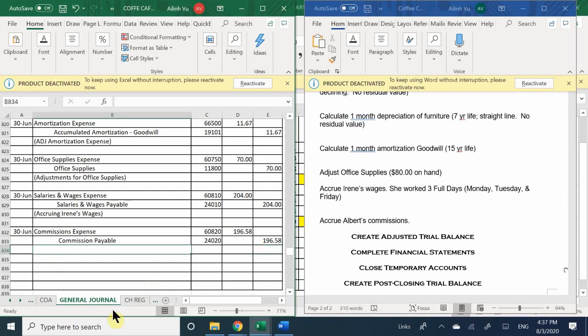All right, and then my details is going to be accrue Albert's commissions. What was the last name? Albert's Allen. I just put Albert's. Oh, I forgot to put the apostrophe. All right, and that's it for this journal. We're done. Nothing else, right?